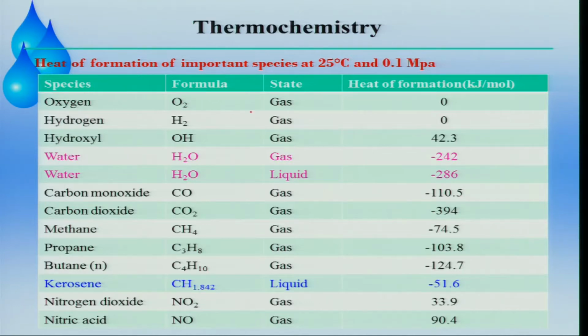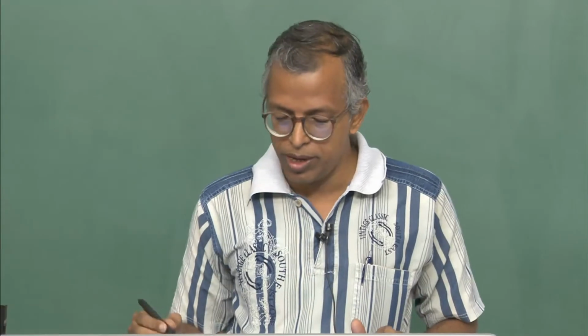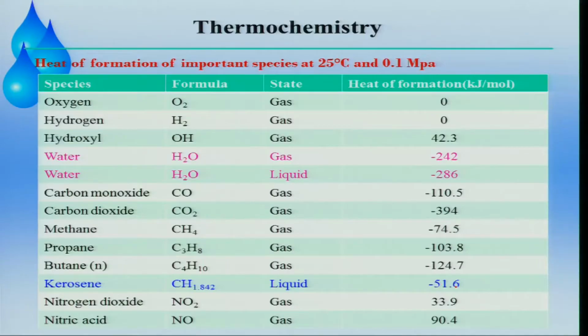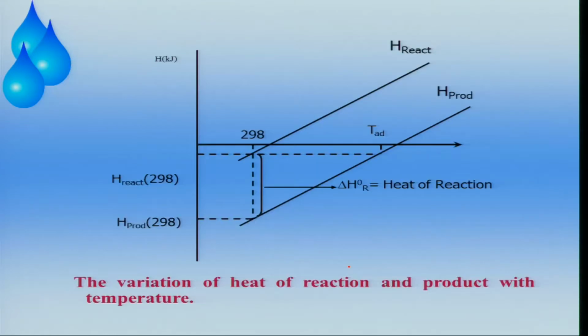You can see that the heat of formation of oxygen is 0, hydrogen is 0 and nitrogen is 0, and for water as a gas it is minus 242 kilojoule per mole, whereas for the liquid it is minus 286 kilojoule per mole. This is what I was talking about, low heating value and high heating value, in the last lecture. Similarly, kerosene can be 51.6, in liquid state, right. So, you can use this table to estimate the heat of reaction.